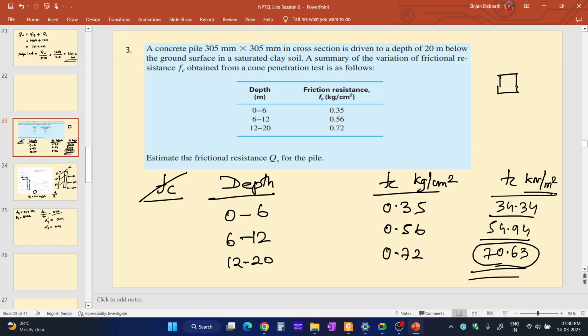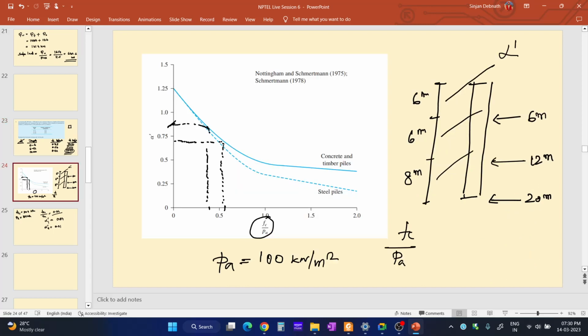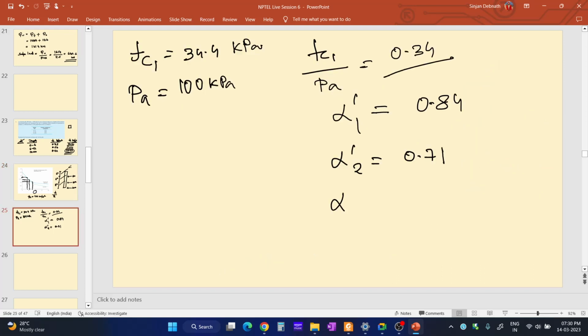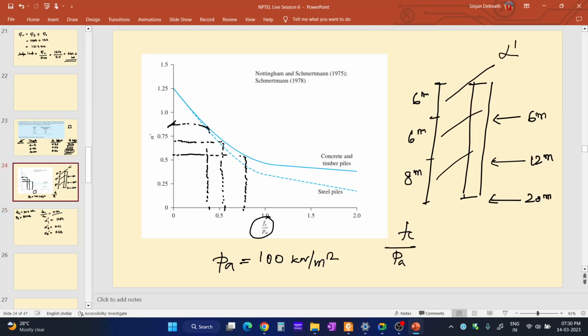FC3 is 70.63 kilonewton per meter square, and PA is equal to 100 kilonewton per meter square. So FC3 by PA will be equal to around 0.70. So 0.70 will be somewhere over here. If we extend this line like this and extend this line over here, we will get the value of alpha dash 3. So alpha dash 3 lies around 0.63.